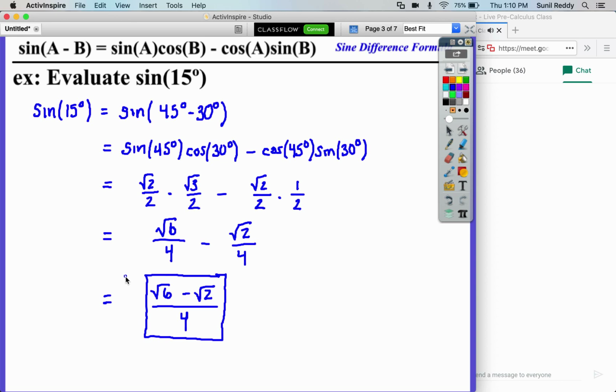Questions to this point? So again, all I'm doing is plugging into a formula, which doesn't require too much thought. As long as you know the formula, you can plug in, and as long as you know your unit circle information, then you should be fine with getting your answer. So this was an example using degrees. I want to do an example using radians.